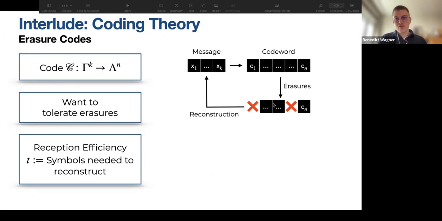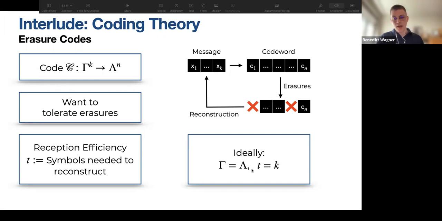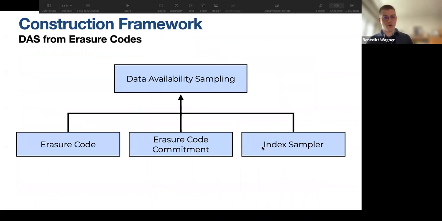Of course, if the alphabets are the same, then the best you can hope for is reception efficiency k. So you can reconstruct whenever you have k arbitrary symbols. You cannot hope to reconstruct from k minus one, based on information theory. One example of such an ideal erasure code is the Reed-Solomon code: whenever I have k points of my degree k minus one polynomial, I can interpolate this polynomial. Okay, so now we know what an erasure code is. Now let's look at this new commitment scheme that we define, the erasure code commitment scheme.